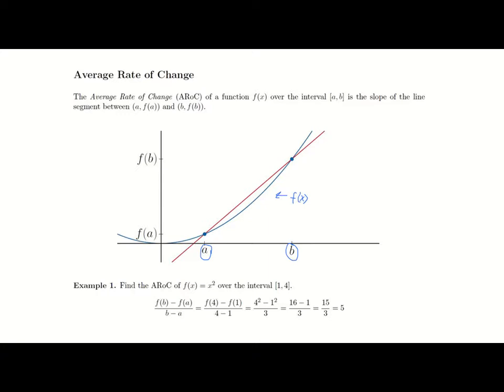So you can see the blue curve f of x is not a line, it's a curve. But the average rate of change is going to be that line segment that here is in red. The slope of that line segment. So we want the slope of this line.